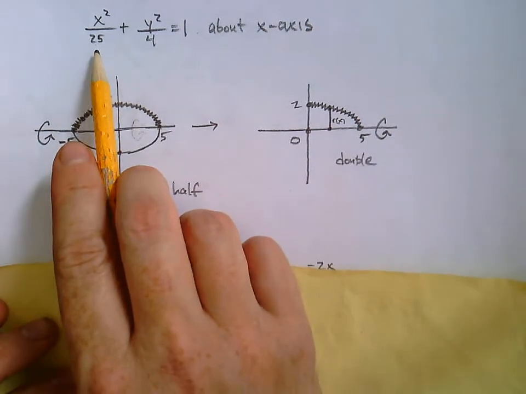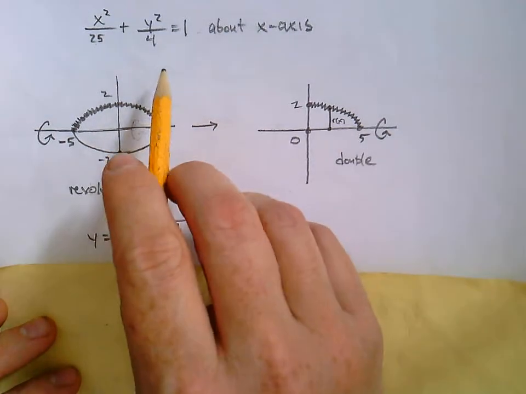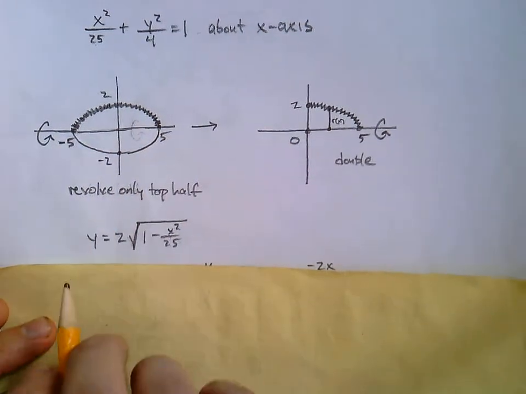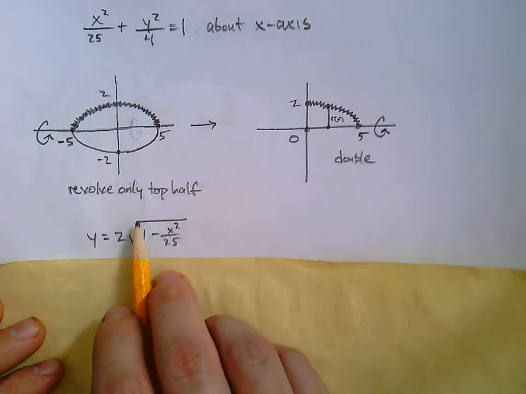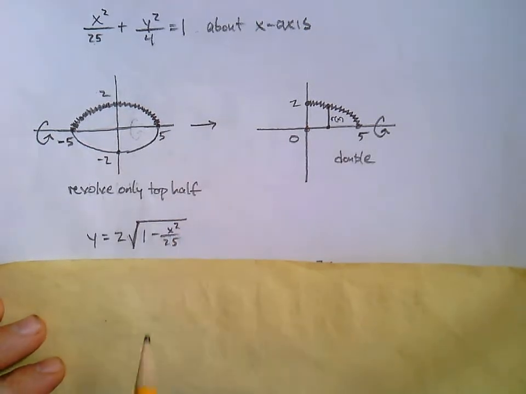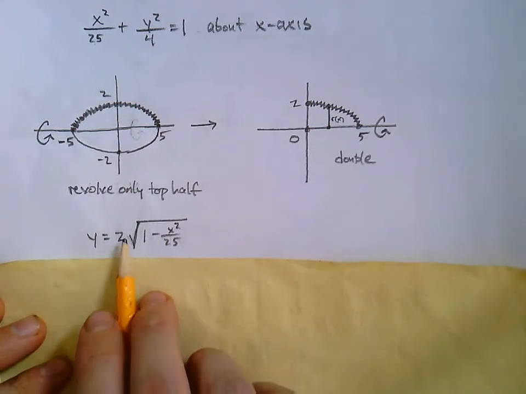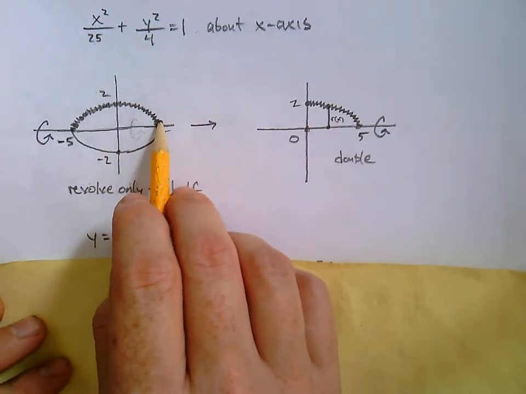So let's see if we can think through it. Subtracting the x squared over 25. Then you can multiply by 4 and then take a square root. Now when you take a square root of the 4, you're going to get a 2. So we just have 2 times the square root of 1 minus x squared over 25. And we only need to consider the positive part, even though there would be a plus or minus. Only consider the positive because it's only the top half, the positive y values.